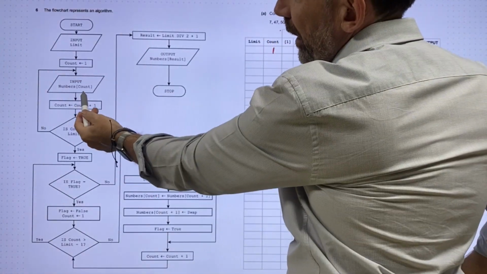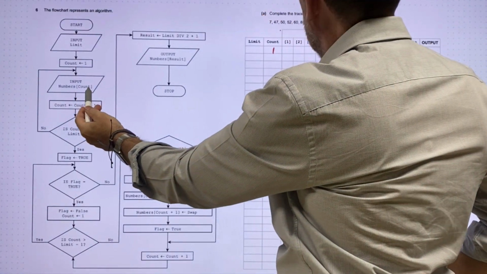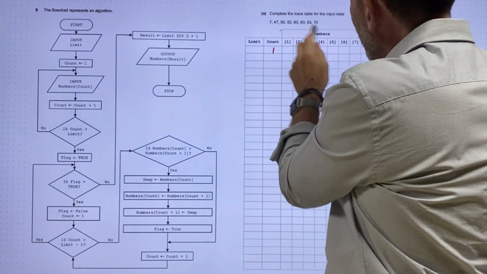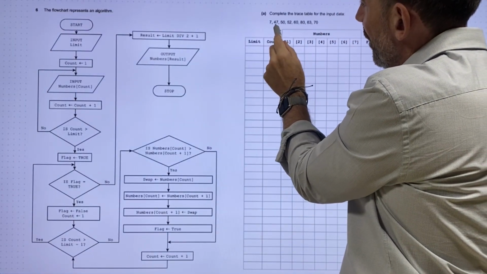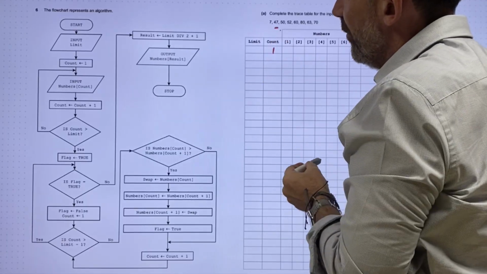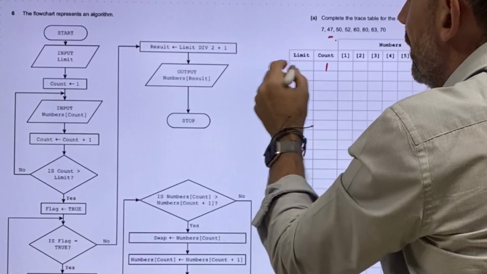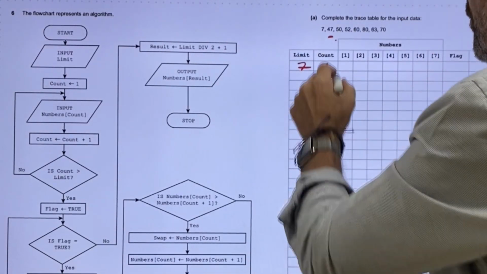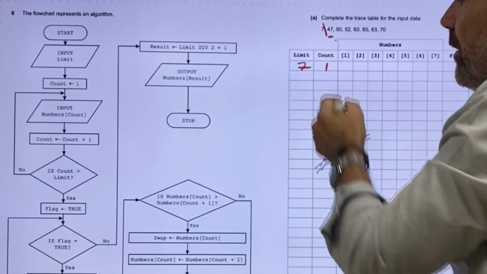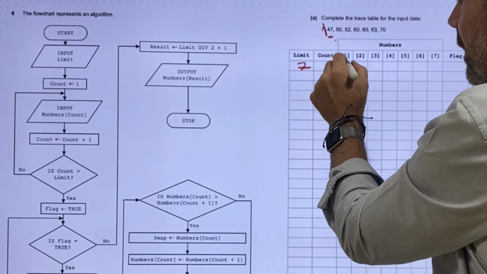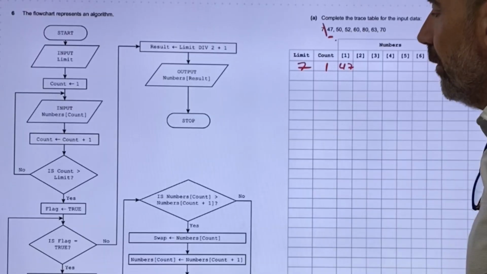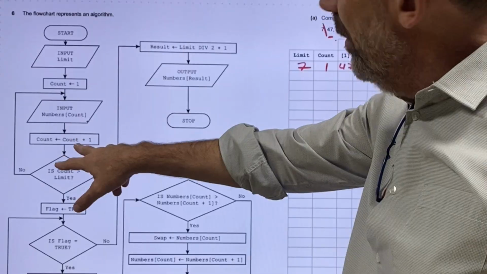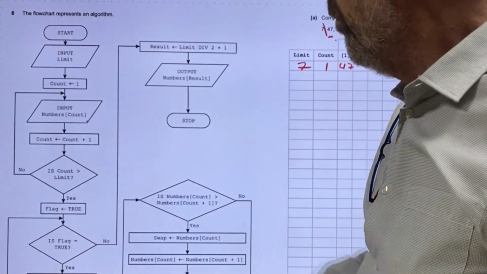Input numbers, count. So at count position 1, we input numbers. Because there's 7 numbers, I'm guessing that the 47 will be our first number. So I'm going to put limit 7 in there, and I hope I'm right. So we've done that one. Then 47 goes in here. We've inputted number. Count has been assigned the value count plus 1.